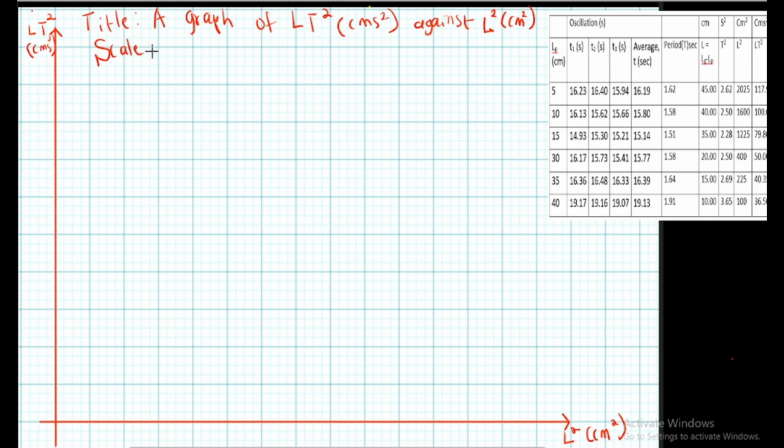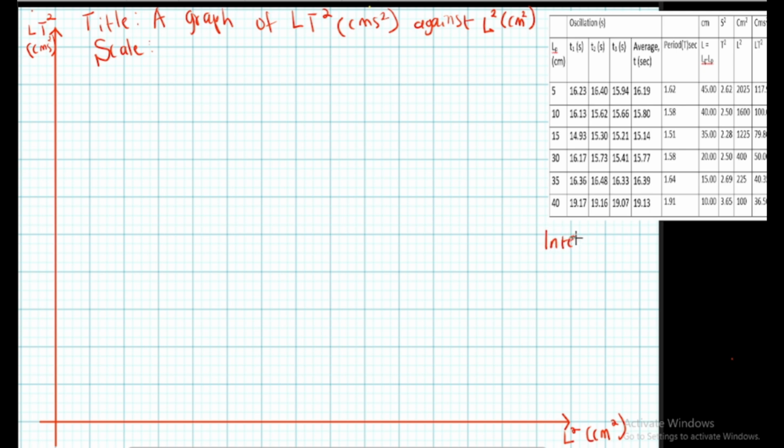So how do we go about getting our scale? The same method we've used previously in graph plotting 1. What is the method? We use the principle of interval, that's to get the value we'll be increasing by, then we calculate our scale. Now, what's the principle of interval?